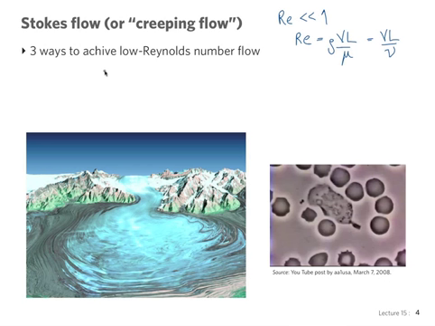So there are three ways to achieve a low Reynolds number, as you can see. One way would be to have a very low speed, clearly from the relationship with the Reynolds number. The second would be to have a very small length scale. And the third way is to have a very large viscosity.